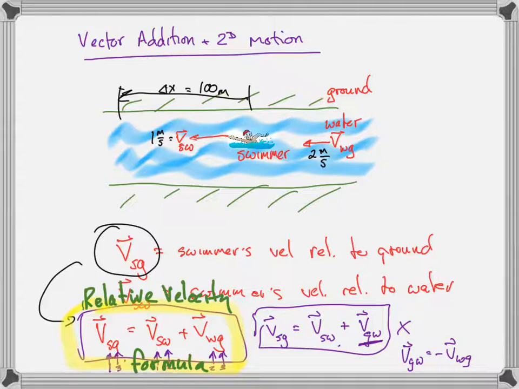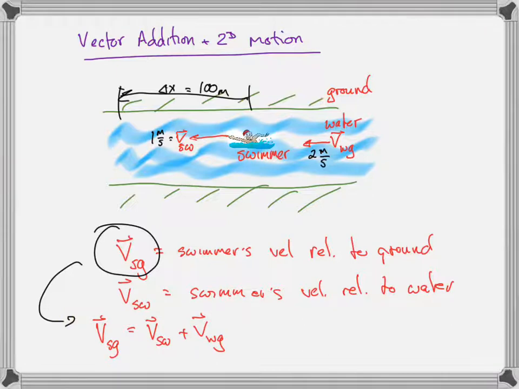Okay, come back to this problem. We now understand how to relate the velocities, and we can therefore say that the velocity of the swimmer relative to the ground is the velocity of the swimmer relative to the water. Now we really want to have a coordinate axis just to make sure we get our signs right.